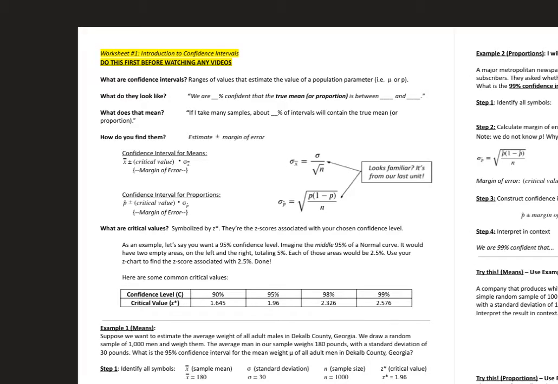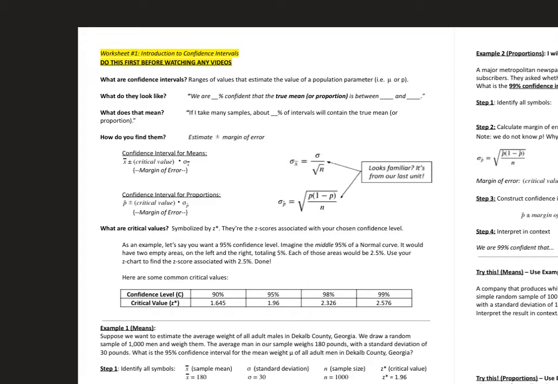Okay, I'm going to go over a little worksheet that you're doing at the very start of the unit. It doesn't require you to watch any videos, but I think it might help if I walk you through this a little bit. So this unit is about confidence intervals. What are confidence intervals? It's just a range of values that estimate the value of a population parameter.